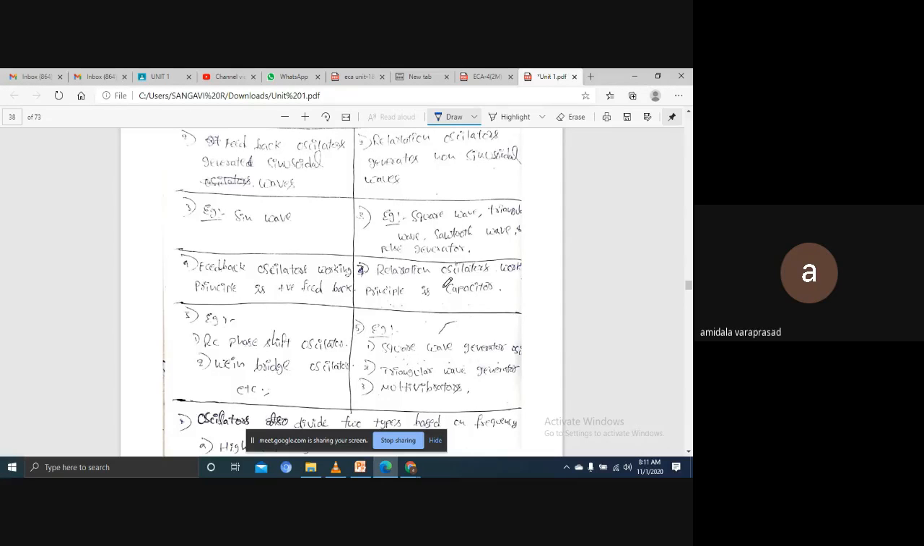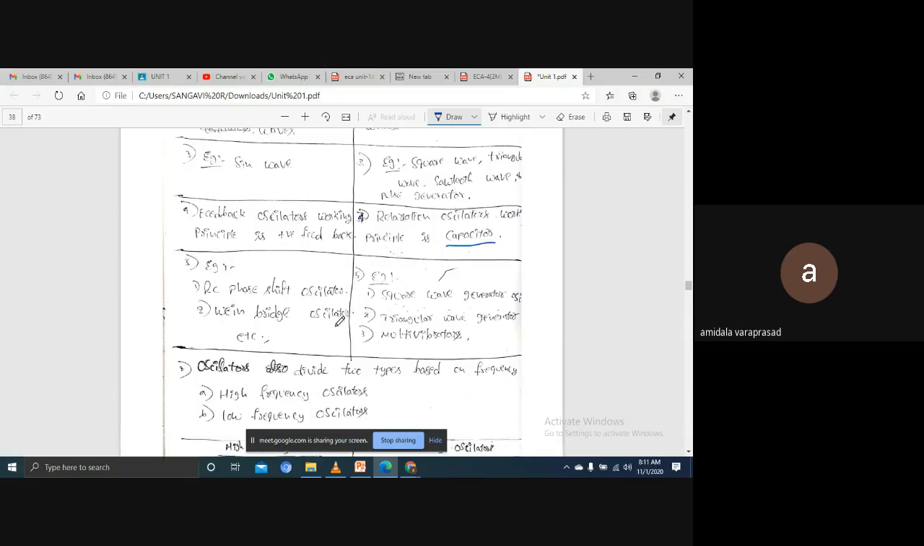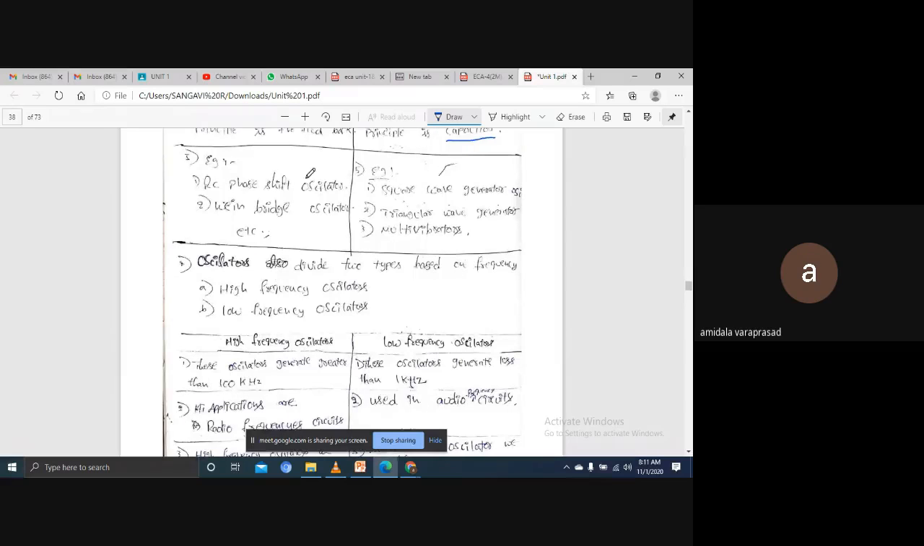The feedback oscillator's working principle is positive feedback. The relaxation oscillator's working principle is based on the capacitor; the on-time and off-time depend on that. Examples of positive feedback oscillators are the RC phase shift oscillator and the Wien Bridge oscillator. Here, square wave generator, triangular wave generator, and multivibrator are the examples for relaxation oscillator. This is based on the output that we can divide oscillators into two types.